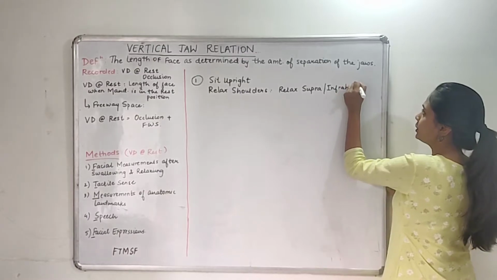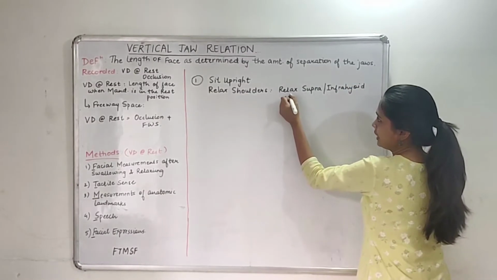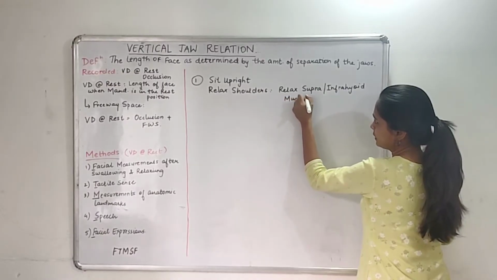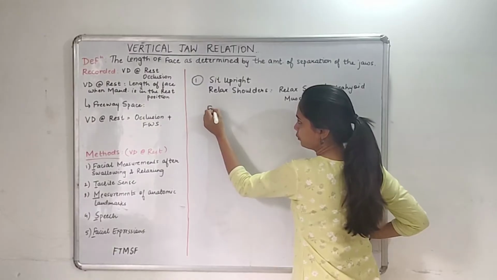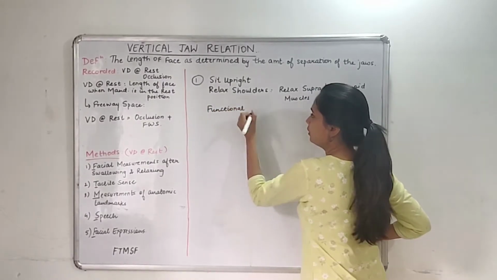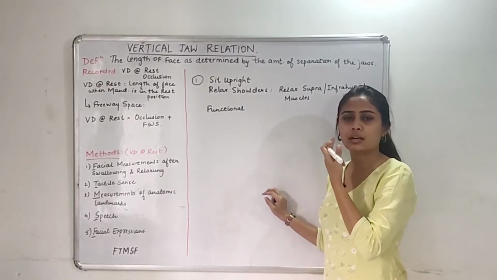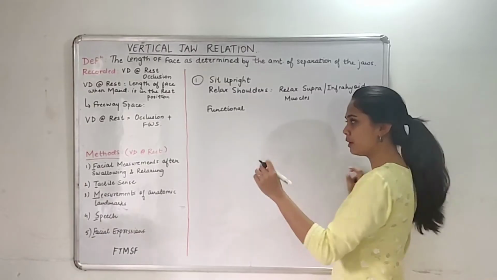Because we don't want the patient to be tensed, or clenching the teeth, that's why we ask the patient to relax the shoulders. After this is done, we ask the patient to do functional movements like swallowing or wetting of the lips. When you move your tongue all over your lips and ask the patient to relax, there will be a little amount of space.